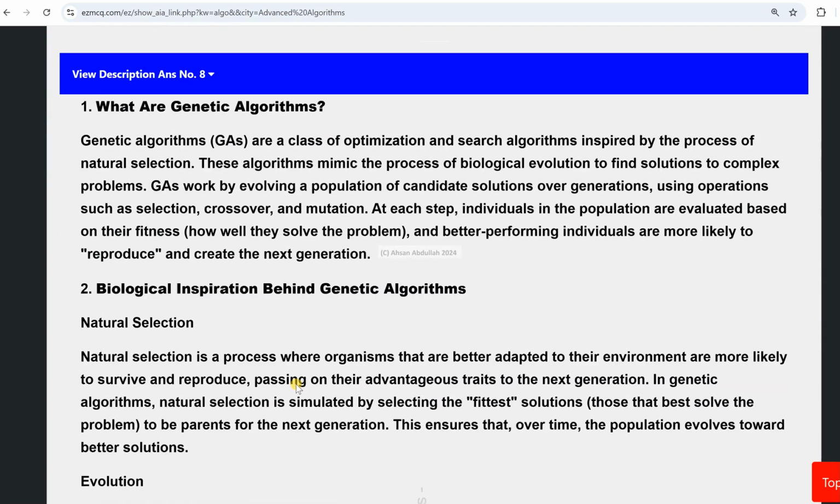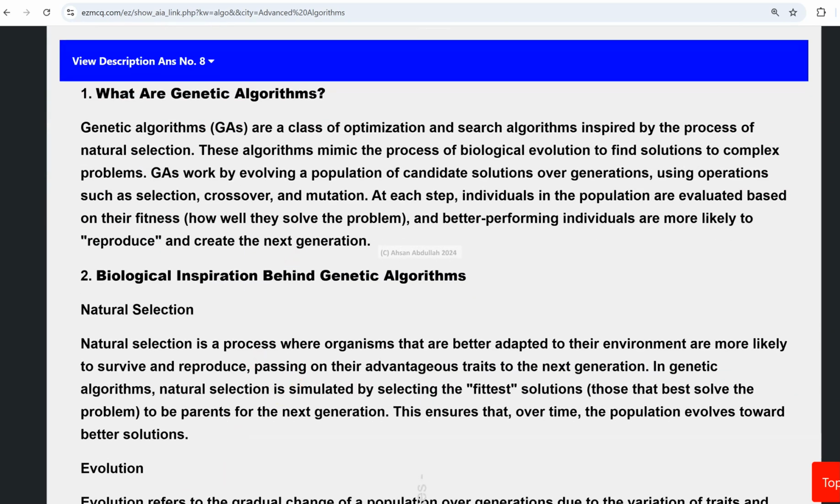So what are genetic algorithms? Basically, they are optimization and search algorithms. For example, I may apply genetic algorithms to the traveling salesperson problem, and they mimic the process of biological evolution, which of course has taken millions of years. So how do they go about it? We have a population of candidate solutions, like creatures, and over the generations, using operations such as selection, crossover and mutation, we combine those solutions and work towards better solutions, that is, better performing individuals.